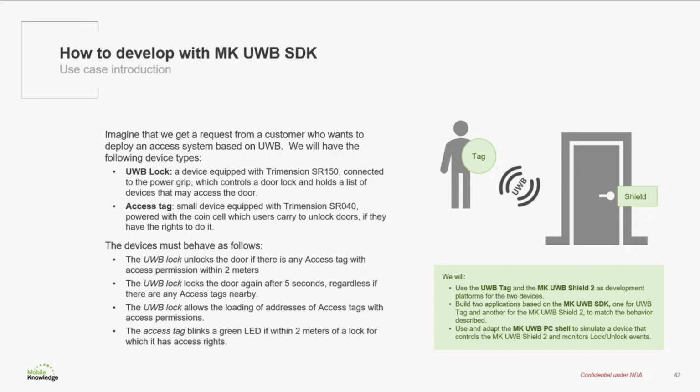Let's imagine that we get a request from a customer. They want to deploy an access control system with ultra-wideband. This will include two different types of devices. First, ultra-wideband locks. These are devices equipped with SR150, connected to the power grid, and which control a door lock.